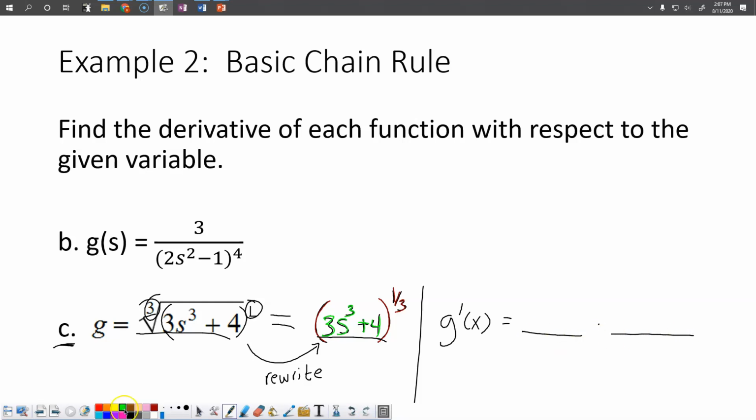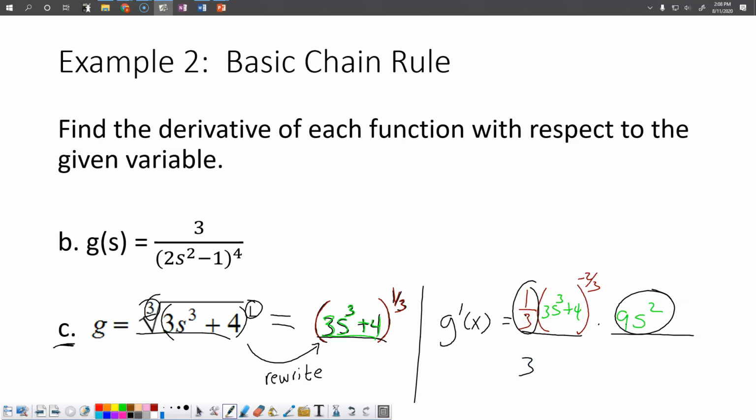So the derivative of the inside is going to be 9s squared. The derivative of the outside is going to be 1/3 to the power of negative 2/3. Move the power to the front, subtract 1 from the power. And we don't change the inside. In this case, we actually can multiply the 1/3 times the 9s squared. If you do 1/3 times 9, you get 3.